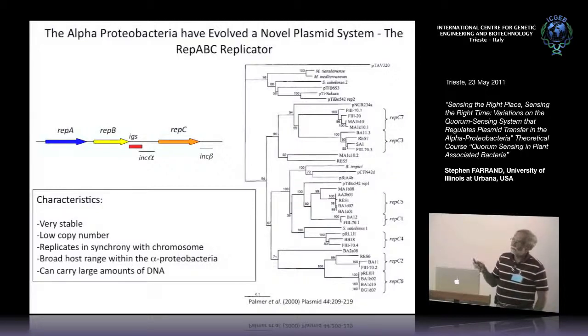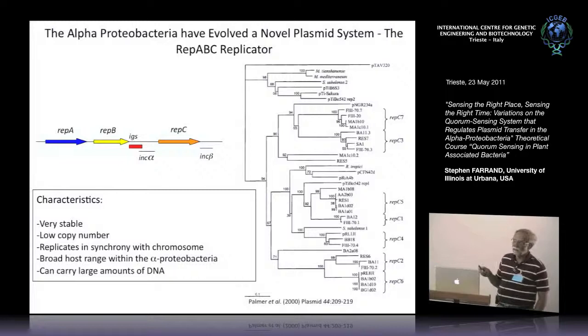We have not studied this in any great detail. People like Steve Winans' lab and also a lab in Cuernavaca, Miguel Ceballos, have studied this extensively. But it's an extremely interesting replication system because the DNA elements with which it is associated are very stable. These plasmids are low copy number. They replicate in synchrony with the chromosome, and they are broad host range with respect to the Alpha-Proteobacteria.